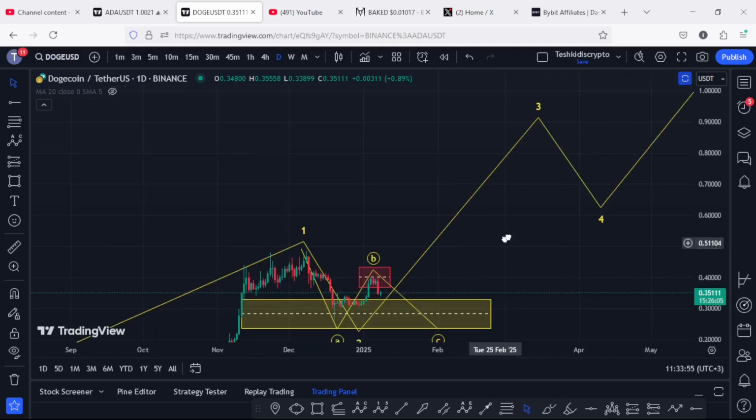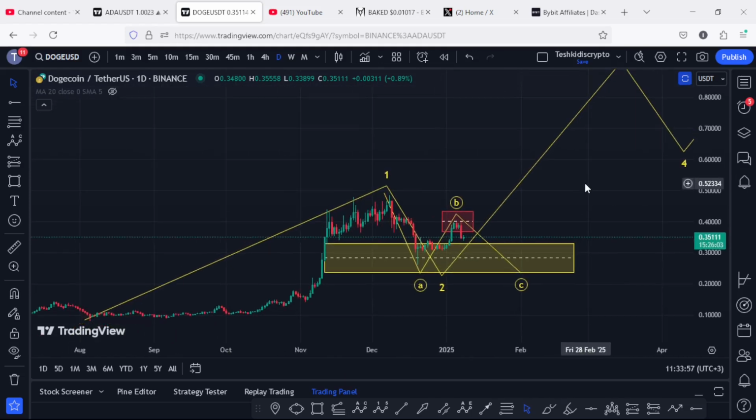So that is the roadmap that I'm expecting Dogecoin to follow for the next coming days, and let's be patient and see how that plays out, and I will ensure you stay up to date.